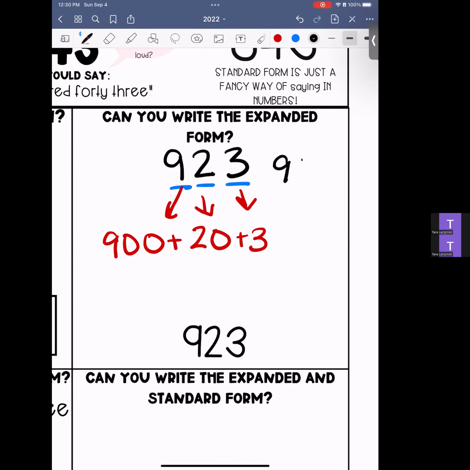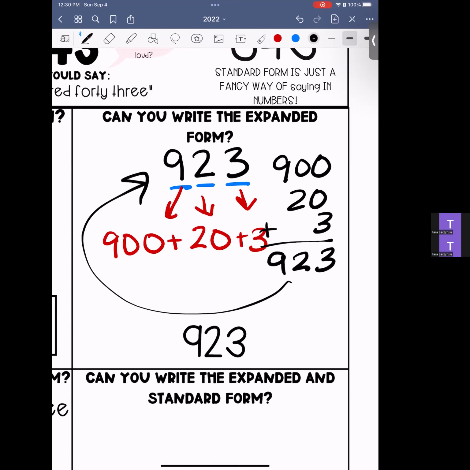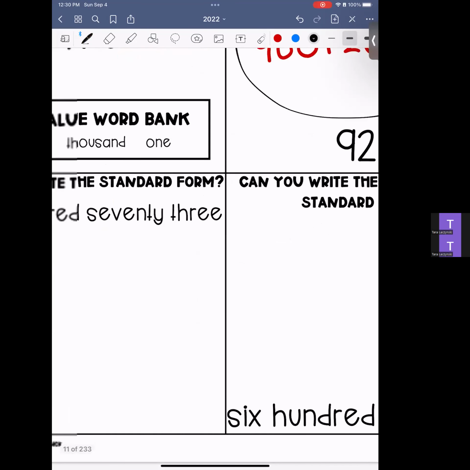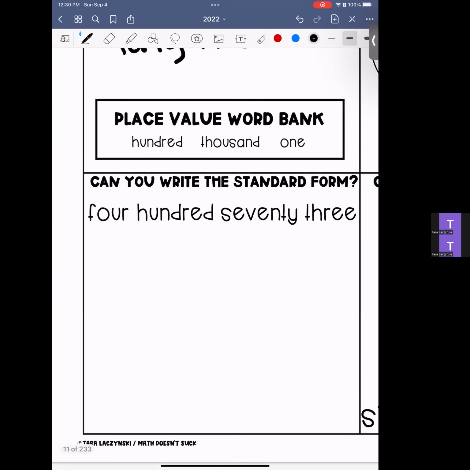And if we wanted to check this, all we would need to do is stack it up and add it. Because when we add it up, we're going to see that this matches the number that we started with. So again, if we're expanding 923, it would be 900 plus 20 plus 3. For this one, we're writing the standard form. Remember, standard form, there's no fanciness to this. This is exactly how we start to learn our numbers.